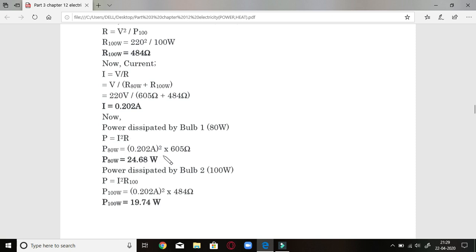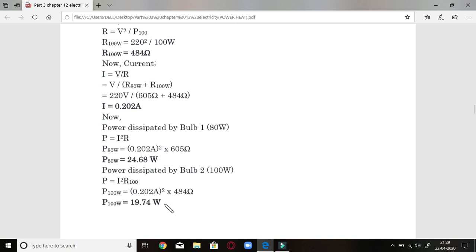So P came out to be 24.68 watt. And the power dissipated by bulb 2, that is 100 watt, with P equal to I square R, came out to be, after calculation, 19.74 watt. This means for the first bulb, that is the 80 watt, the power came out to be 24.68 watt, and for the second the power will be less. For the 80 watt bulb, the power consumed is more as compared to the 100 watt bulb.